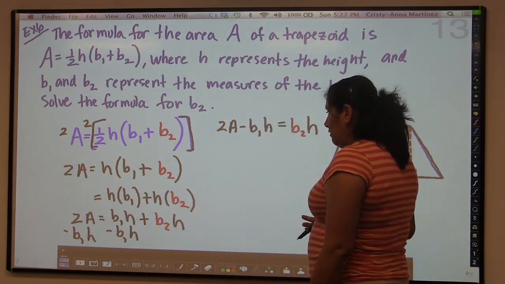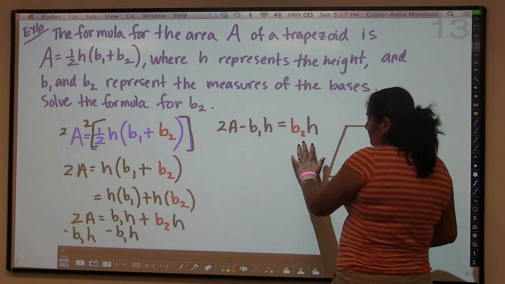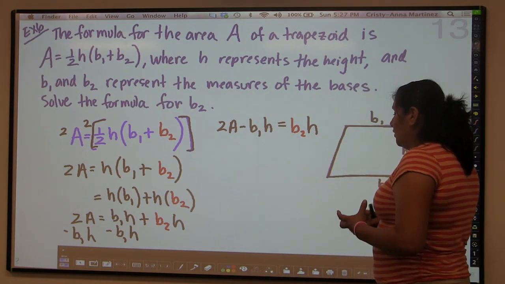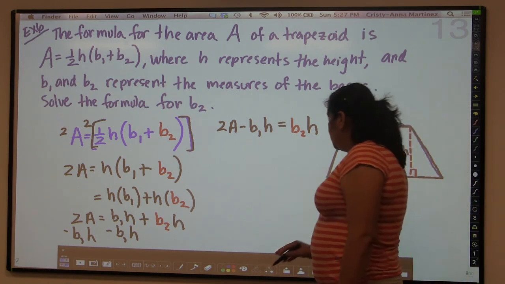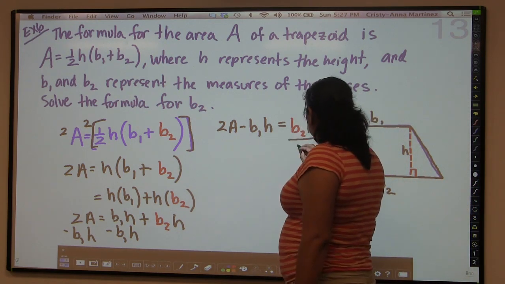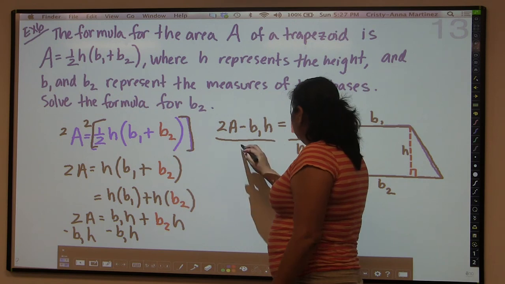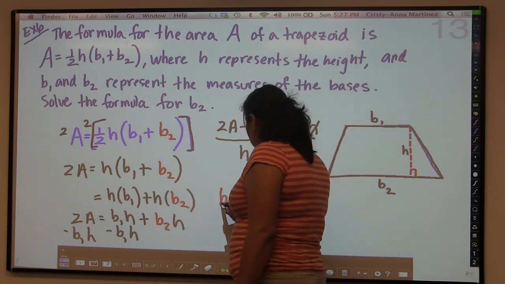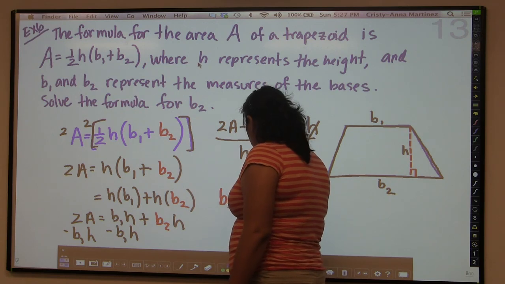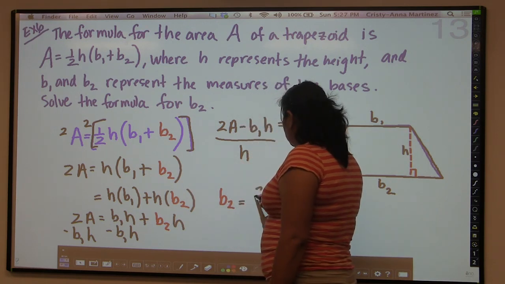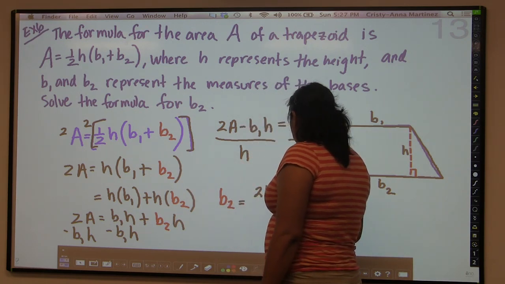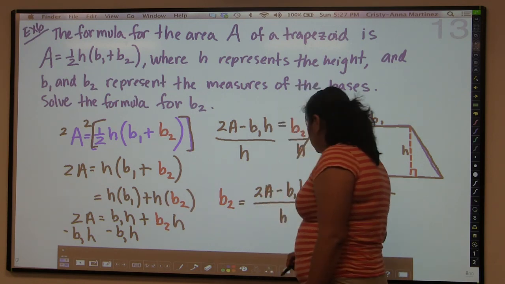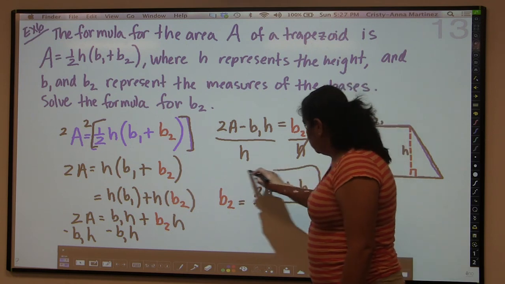So we're almost done now. The only thing that's still over here, that b2 is still not isolated. It's not by itself. The only thing that's still hanging around is the h. So we want to get rid of the h. So divide both sides by h. And now we can say that b2 is actually equal to 2a minus b1h all over h. And that would be our final answer.